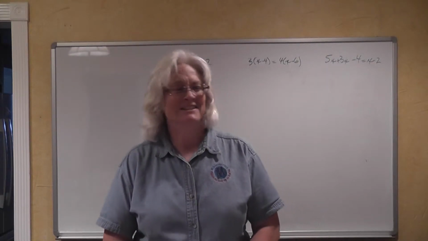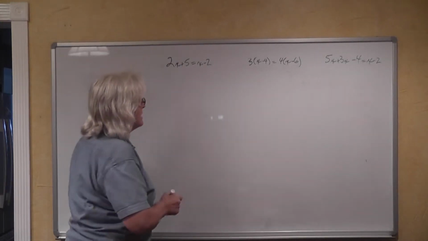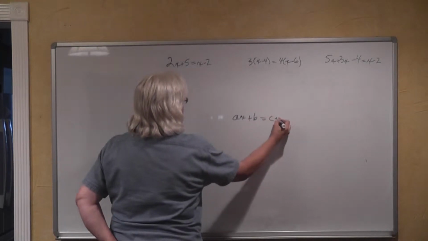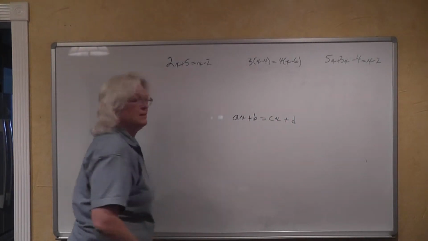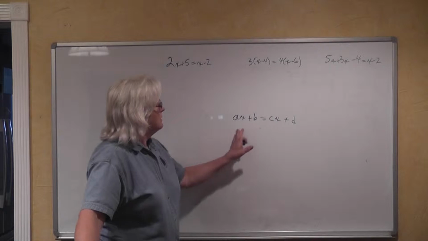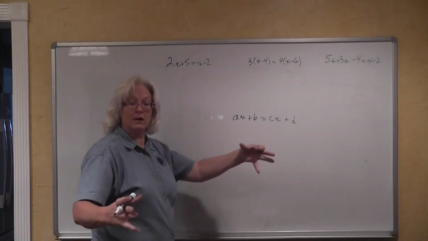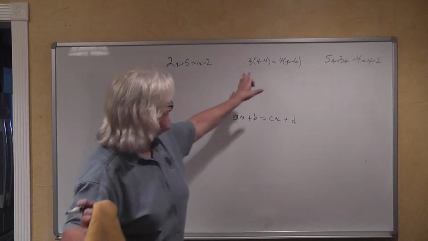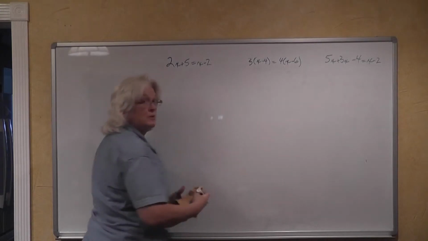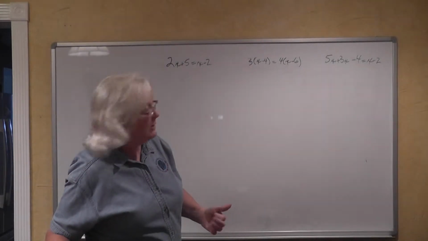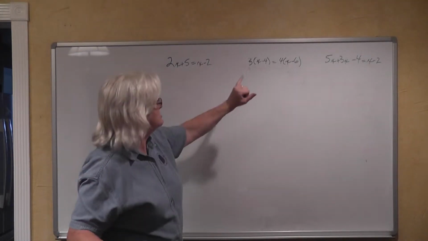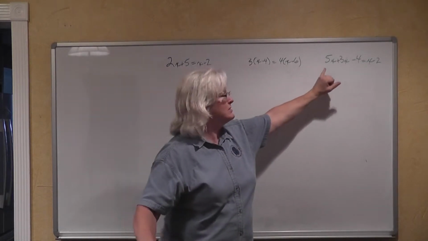So, section 4.5 is equations of the form ax plus b is equal to cx plus d. And you think, oh, that's a whole bunch of weird letters now, Miss Betsy. This is just the pattern or the template for equations of this form. And what do you see that's different about them from the equations that we've been working with so far? Well, the only real difference is that you have variables on both sides of the equation.